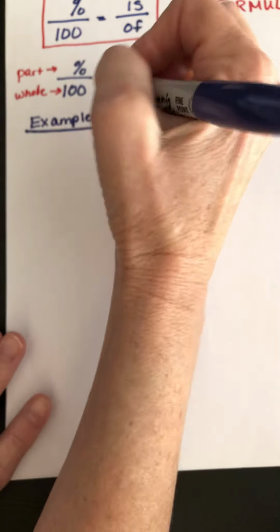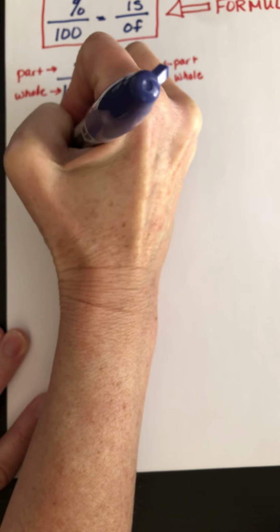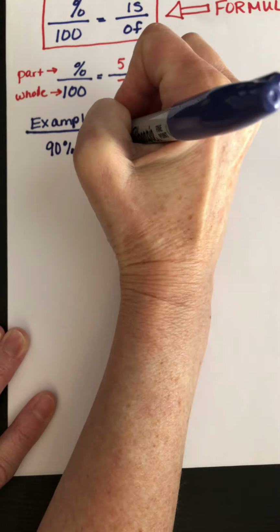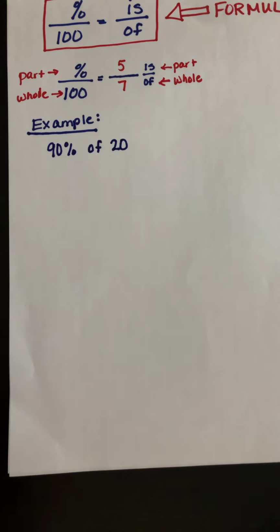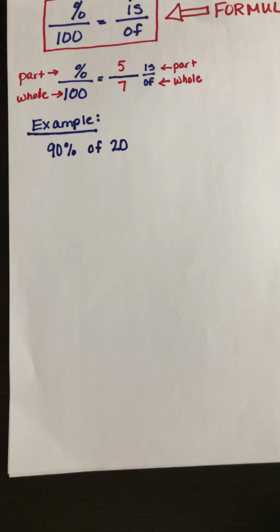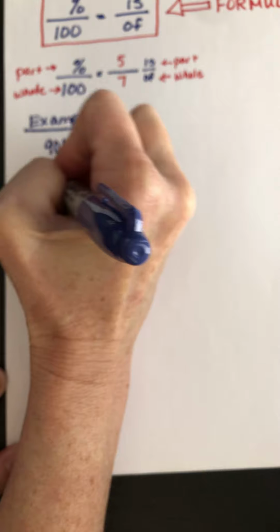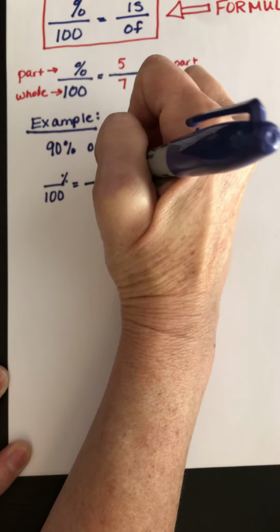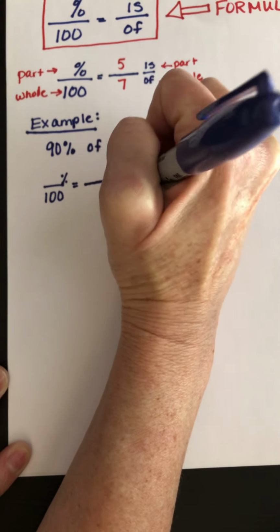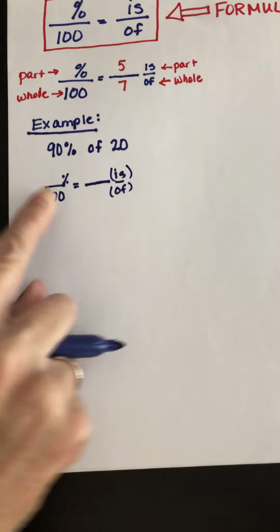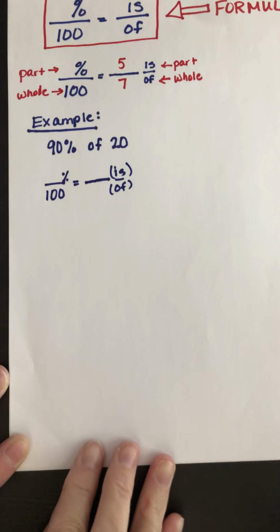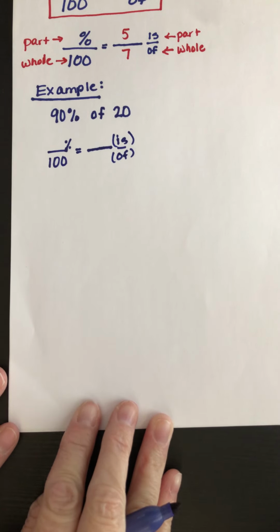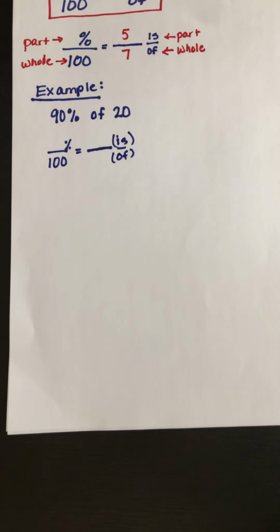So if I have the example 90% of 20, the first thing you're always going to do is start out with your formula. You're just going to write percent over 100 equals, and then put your fraction bar is over of off to the side. Percent over 100 equals is over of. And then what you're going to do is fill in the blanks. I'm going to kind of break things apart.